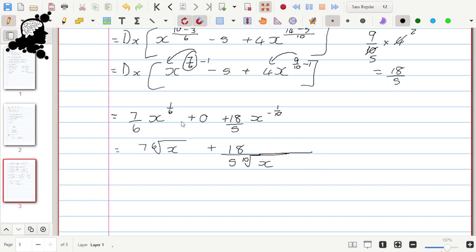I hope that this made sense to you guys, and I hope that you enjoyed it, that you understand the concept of how to find the derivative using the laws of differentiation.